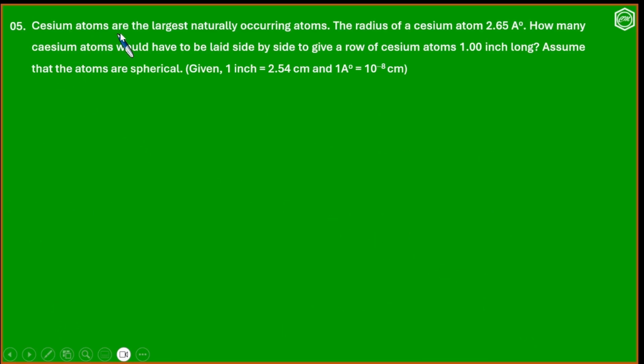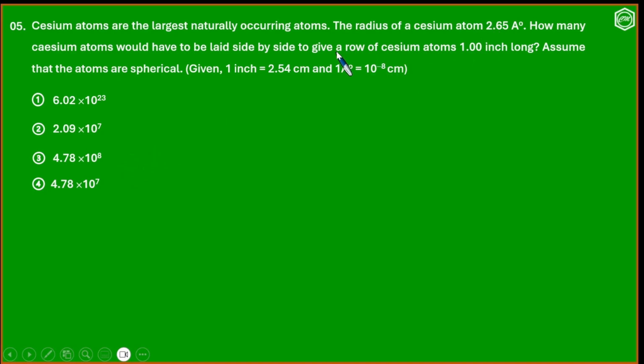Question 5. Cesium atoms are the largest naturally occurring atoms. The radius of a cesium atom is 2.65 angstrom. How many cesium atoms would have to be laid side by side to give a row of cesium atoms 1 inch long? Assume that atoms are spherical. Given that 1 inch is equal to 2.54 centimeter and 1 angstrom is equal to 10 raised to minus 8 centimeter. Option 1, option 2, option 3, and option 4.